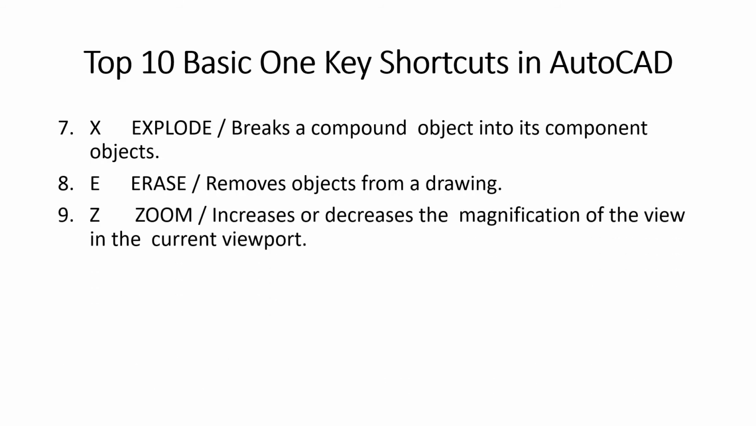At number 9, we have Z for the zoom tool. This increases or decreases the magnification view of the current viewport. So whatever you're looking at within the viewport or on the model space, you hit Z for the zoom tool and increase the size or decrease the size. Let's look at this.